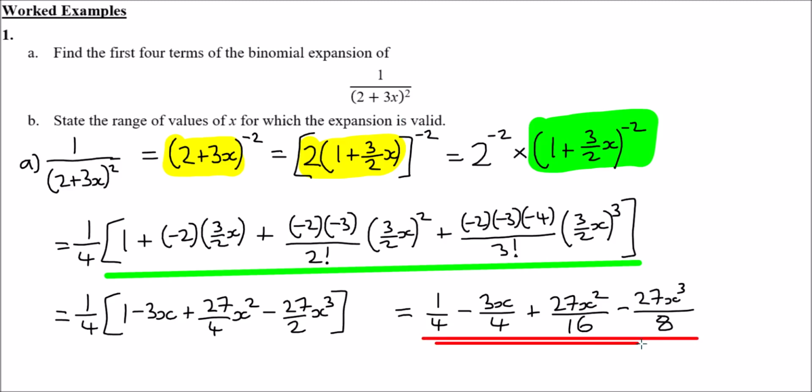Finally, part B, it asks us the range of values of x for which this is valid. So look at the expansion we did here. The expansion was this thing here. So what we need for part B is we need the size of 3 over 2x to be less than 1. So in other words, that's going to be less than 1 when the size of x is less than 2/3.